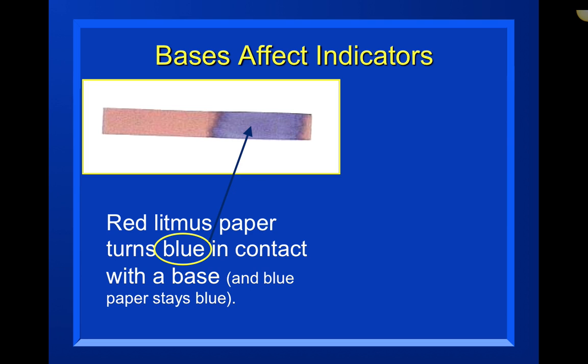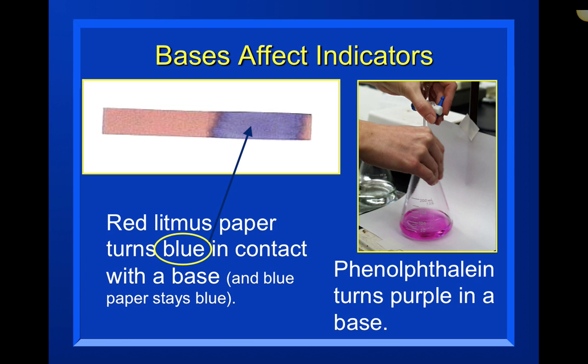So there is an example of an indicator. The red paper is now blue because it's been in contact with a base. Another indicator we'll be using is phenolphthalein. Phenolphthalein is clear in an acid, and it makes a nice magenta color in a base. If you can get a very light color in your titration lab with phenolphthalein, that'll be very good.